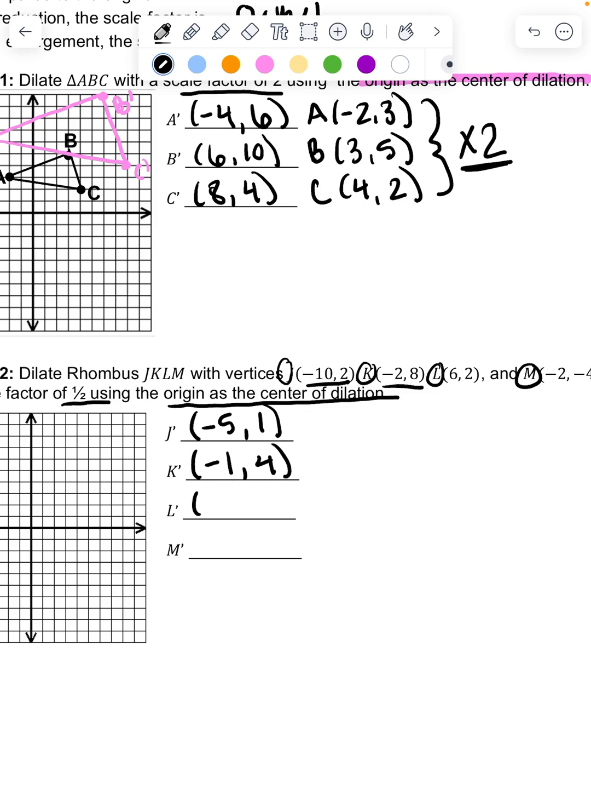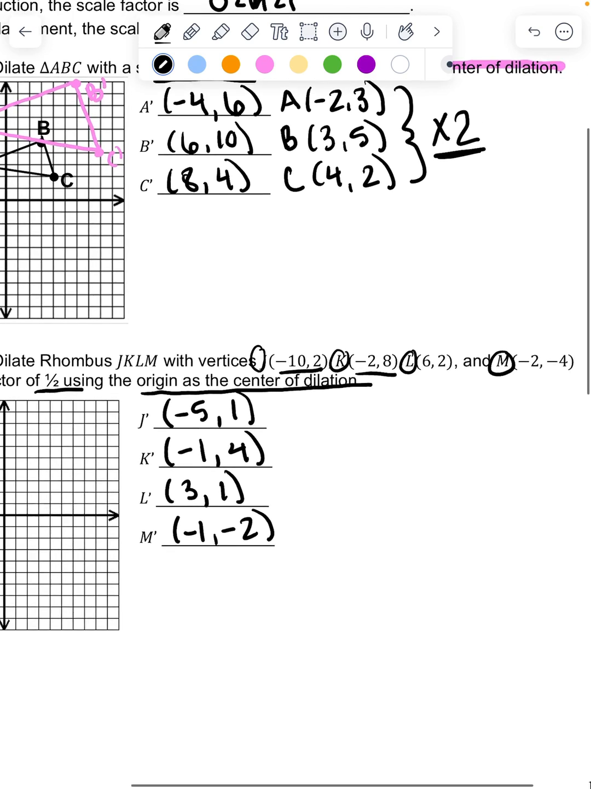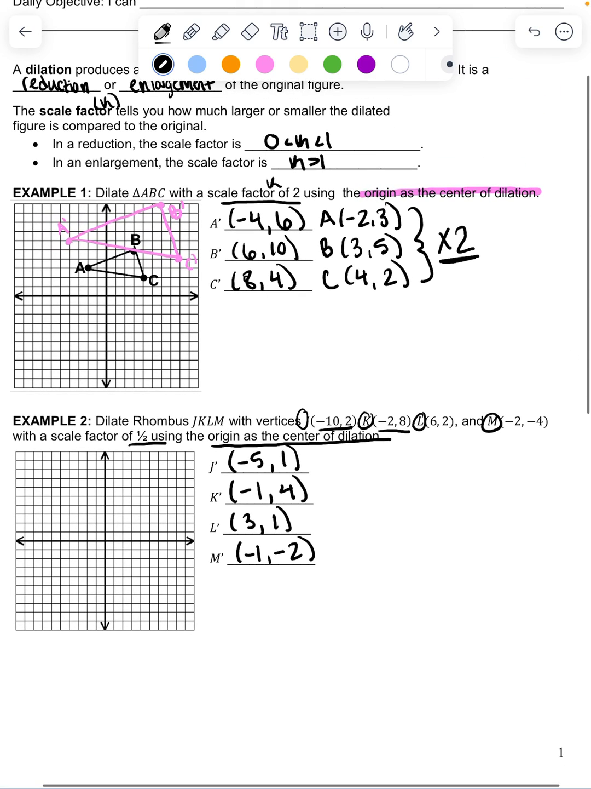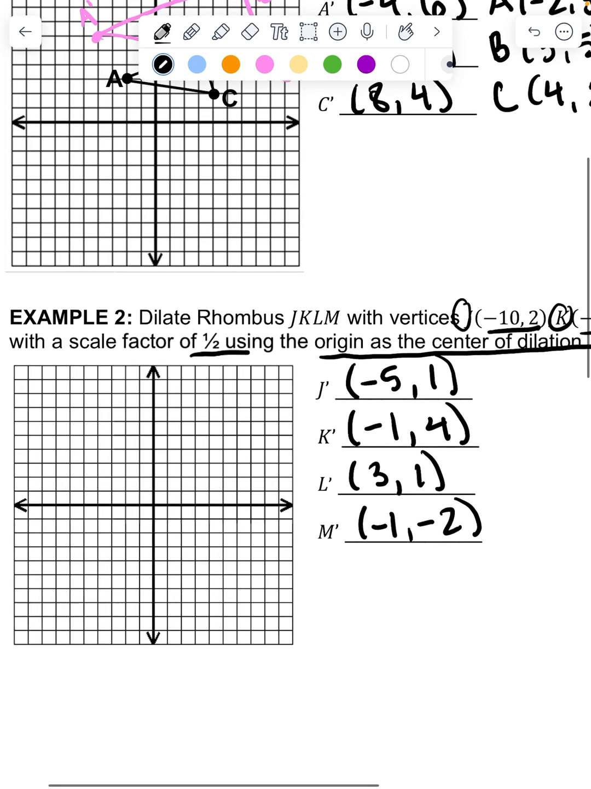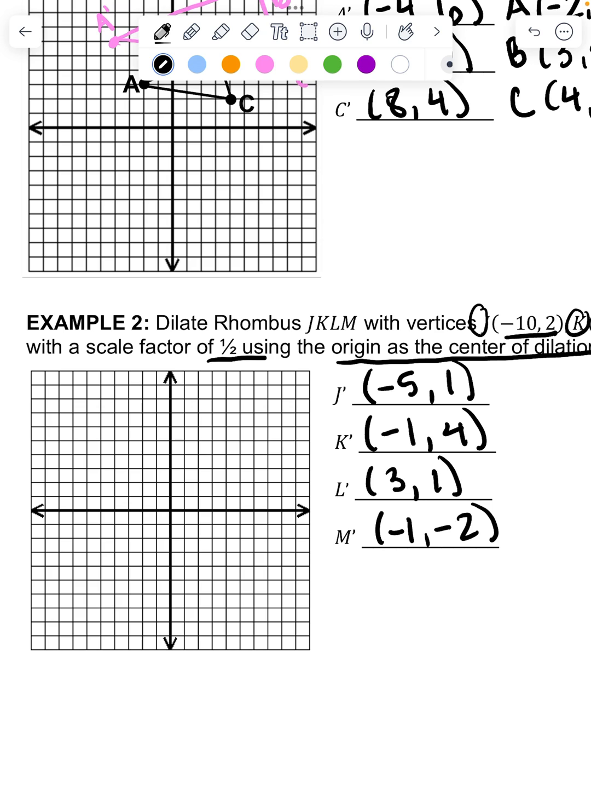L prime is going to be at 3, 1. And M prime is going to be at -1, -2. All right, so we're going to take just a few moments. We are going to draw the original rhombus and we're going to draw our new rhombus as well, just so you can see what's really going on here. All right, so take a second to do that. I'm going to do it as well.